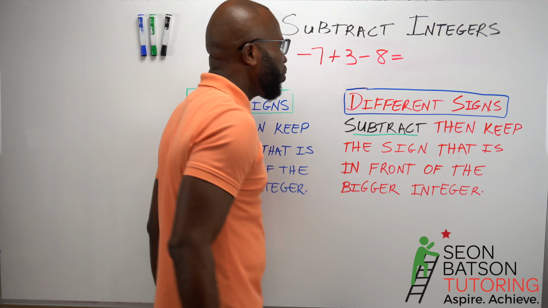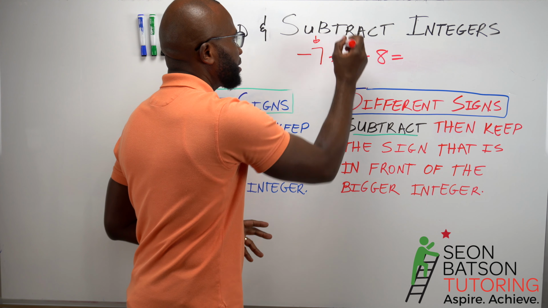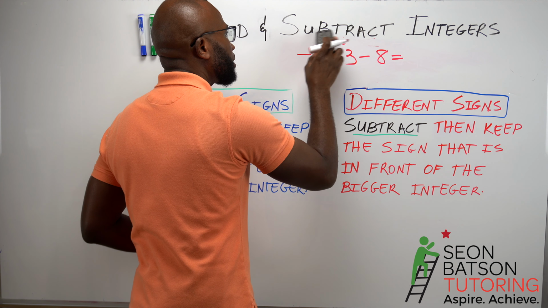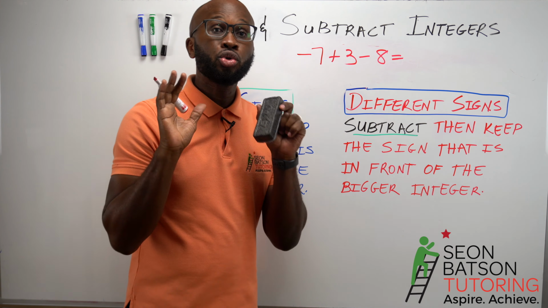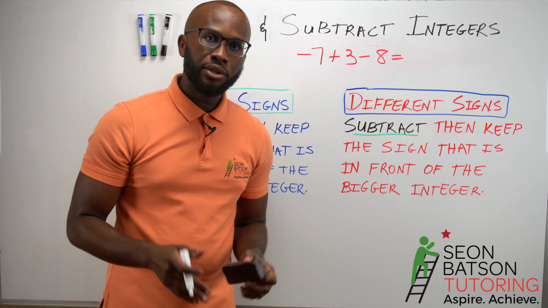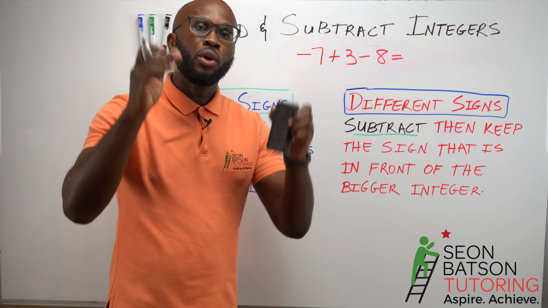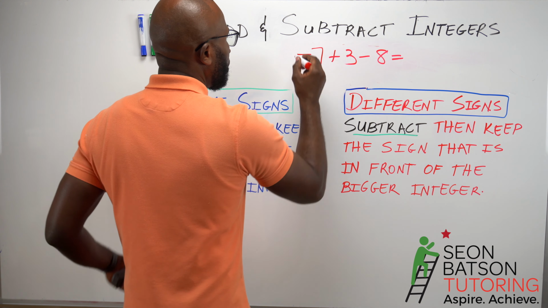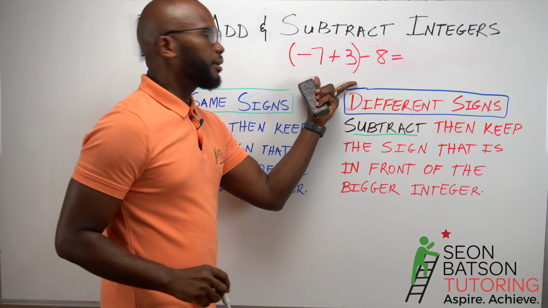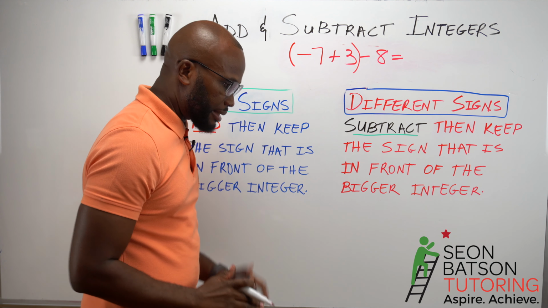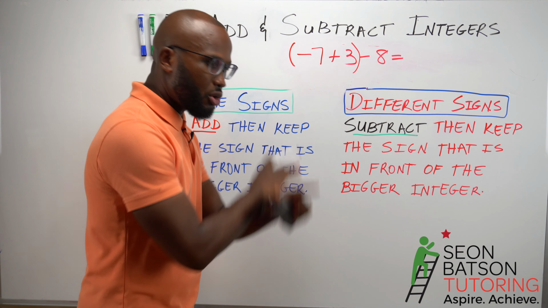Again, here we have three integers. We have a negative 7, a positive 3, and a negative 8. Now, whenever the problem has more than 2 integers, we are going to work with 2 integers at a time. Don't rush. And more specifically, we will begin with the first 2 integers. Same plan, same strategy, same rule.